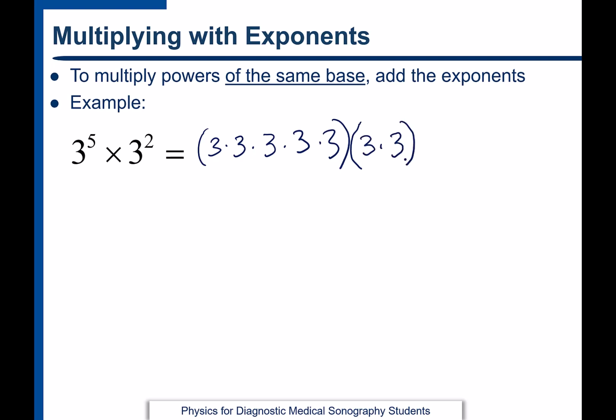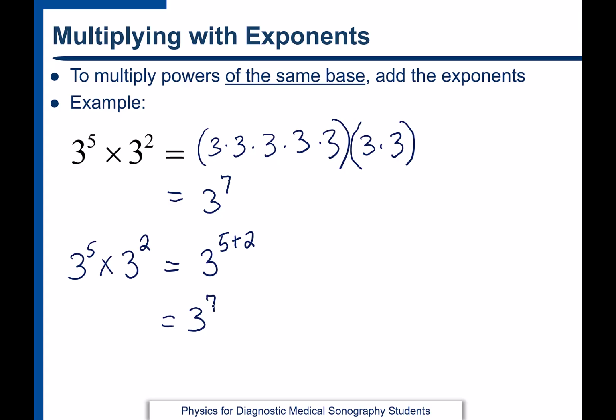And you'll notice that what we get there is 7 3's, and so that would simply be 3 to the 7th. Once you've kind of shown that to yourself, you'll notice that really all we have to do is add the exponents. In other words, if I have 3 to the 5th times 3 to the 2nd, all I need to do is take the 5 and add the 2. So I just add the exponents, and therefore I get 3 to the 7th.